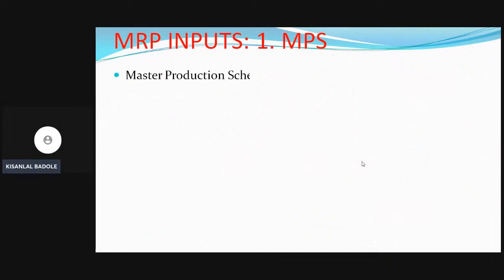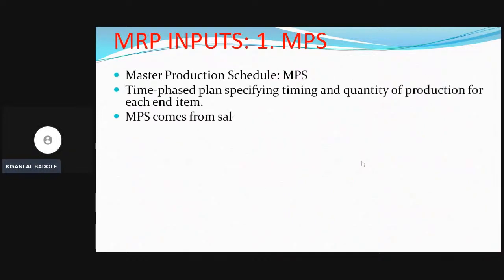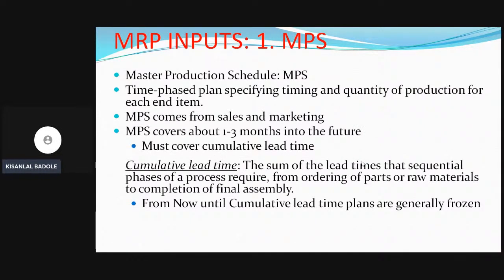After that come the input materials. The input materials are the master production schedule, MPS, which gives the timing and the quantity of the product for each end item. MPS comes from sales and marketing. MPS covers about 1 to 3 months into the future.